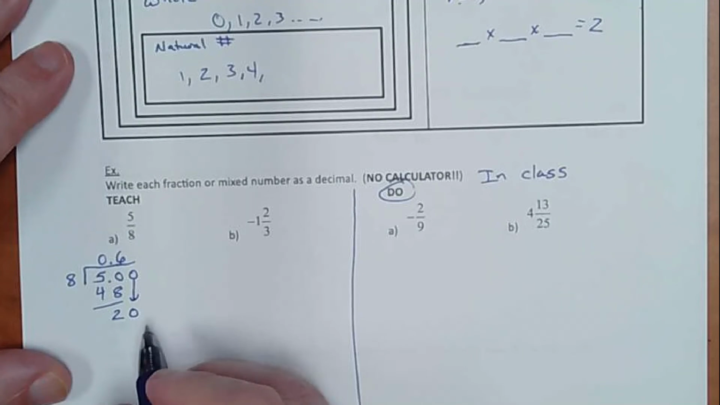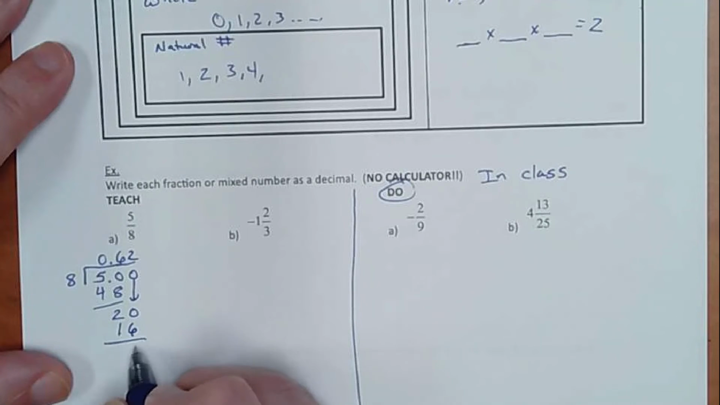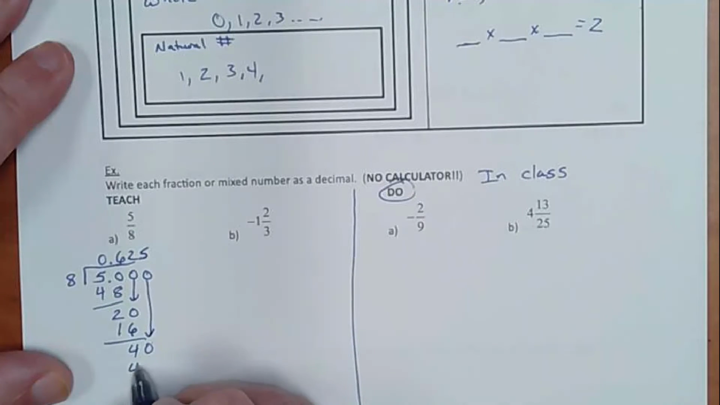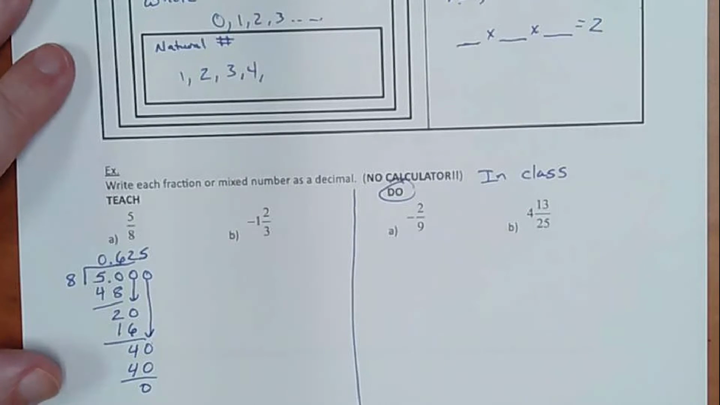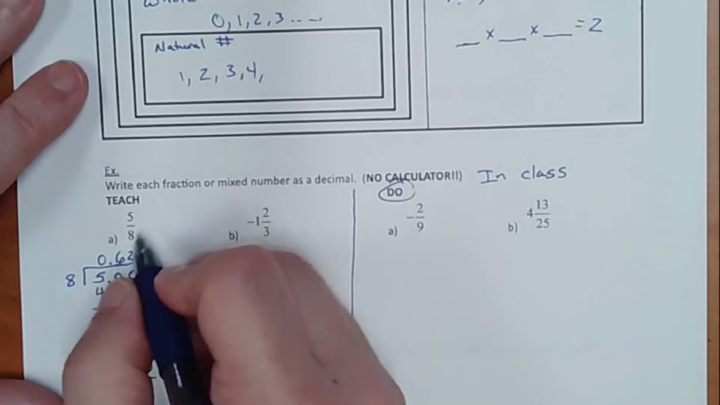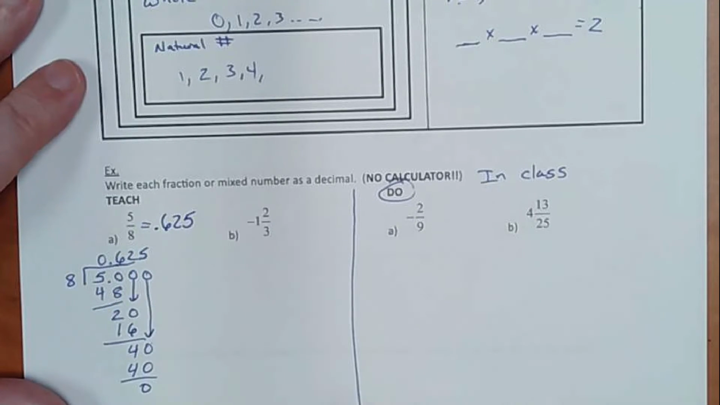Let's see what happens. That looks like 2. Gives me 16. Add another 0. And we finally are going to terminate here. So that one ended. Sometimes if I go add a couple of zeros, I can get it to terminate. Sometimes it won't. So this one here, decimal 625.